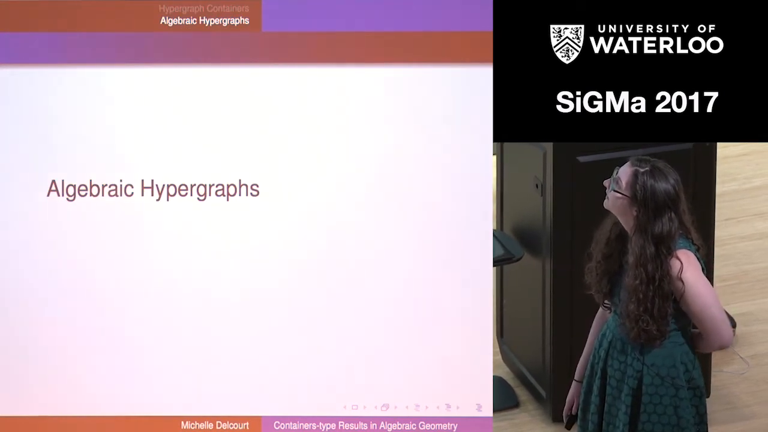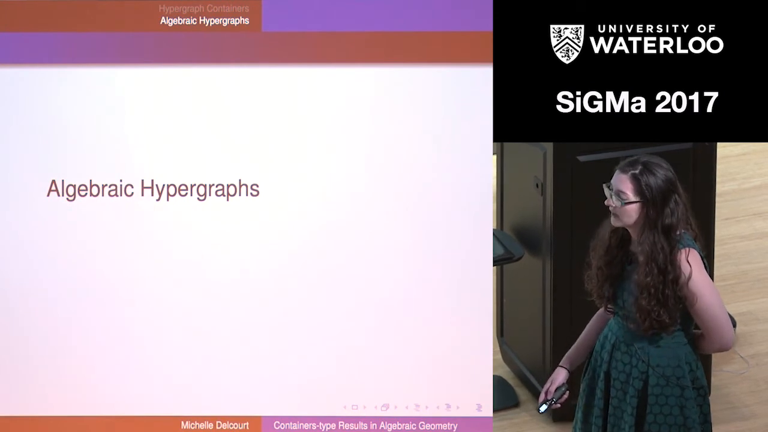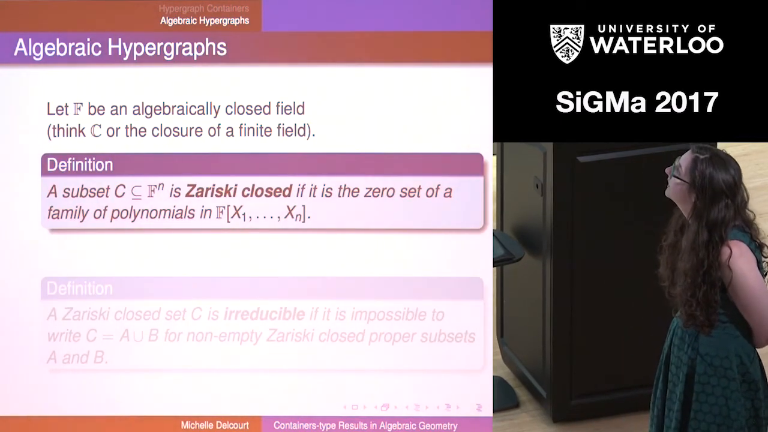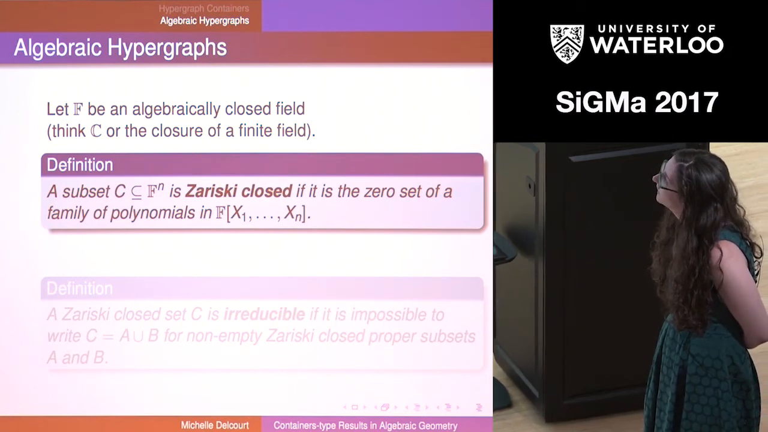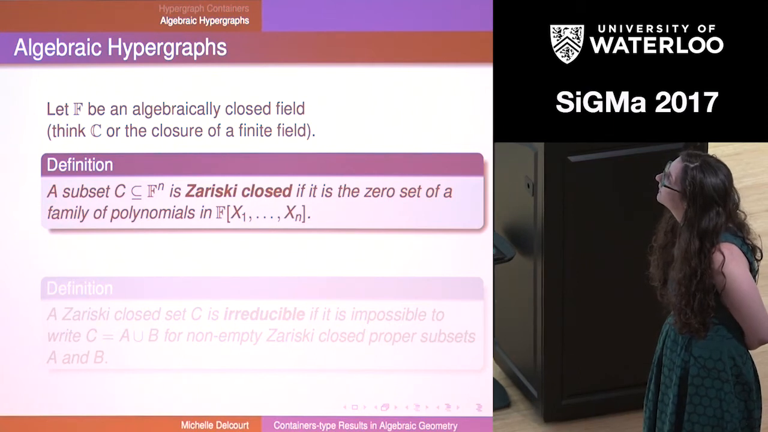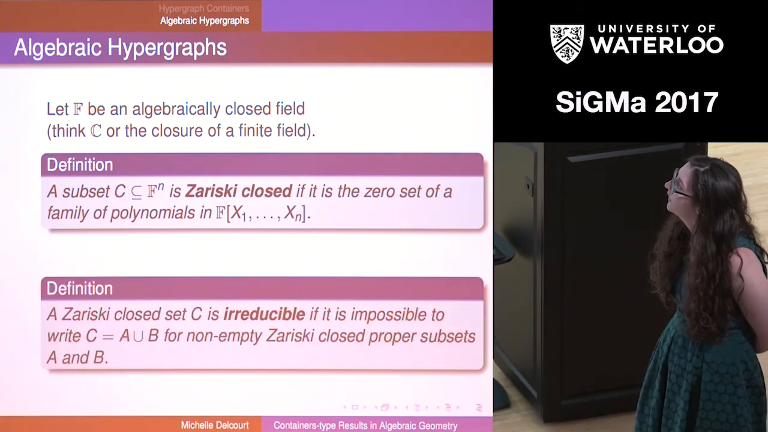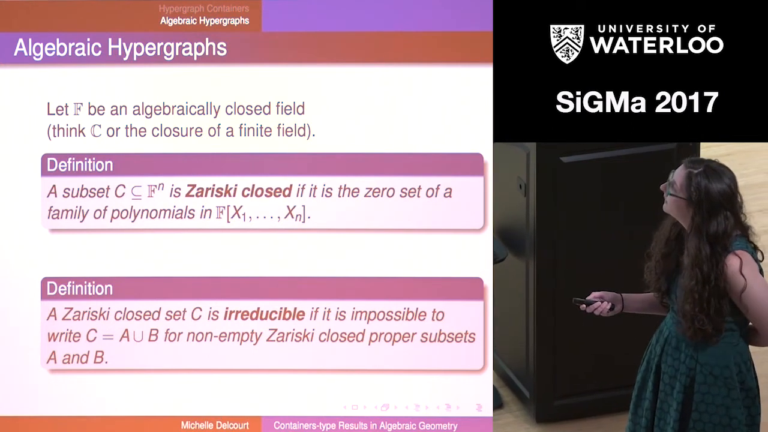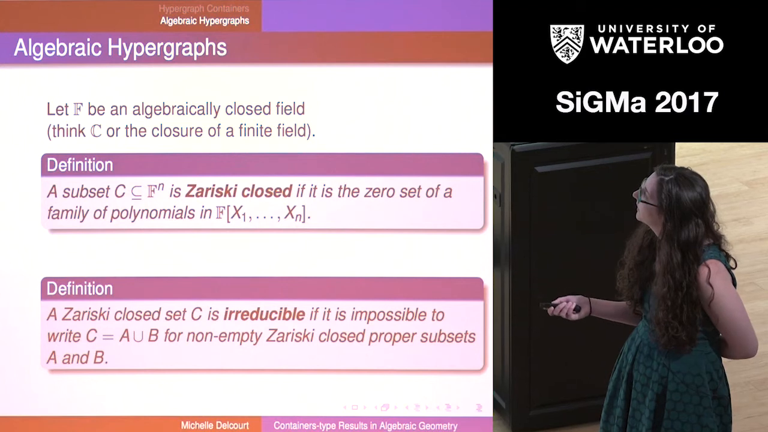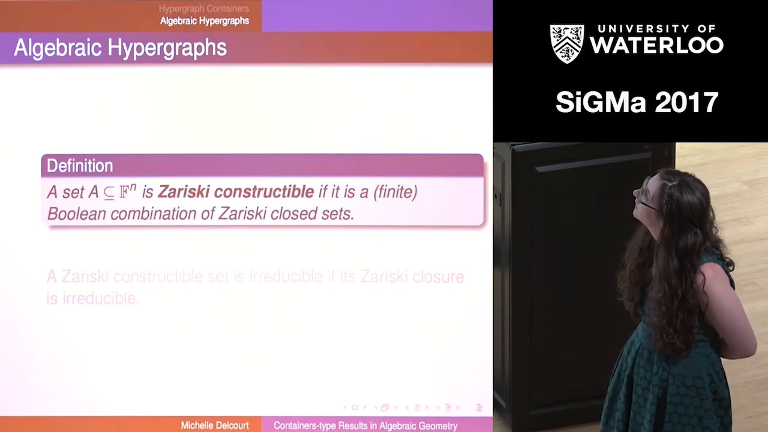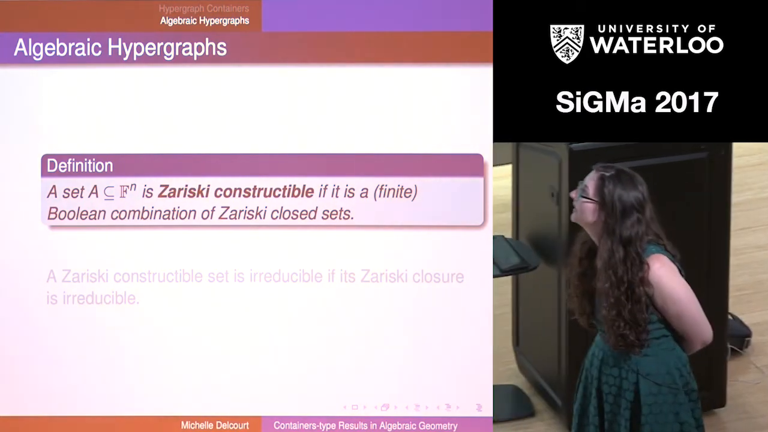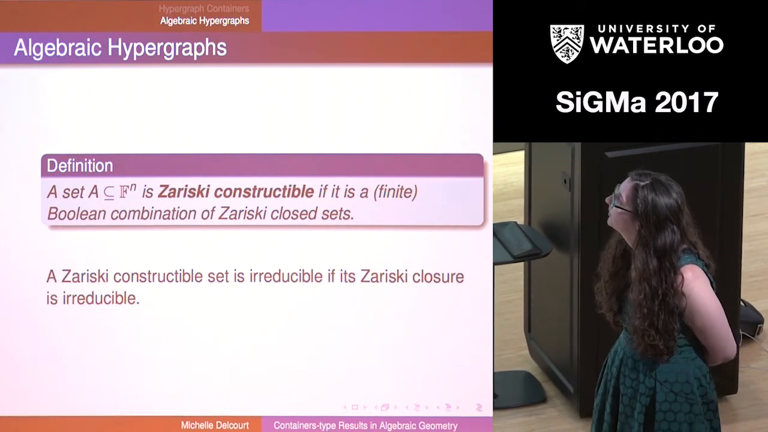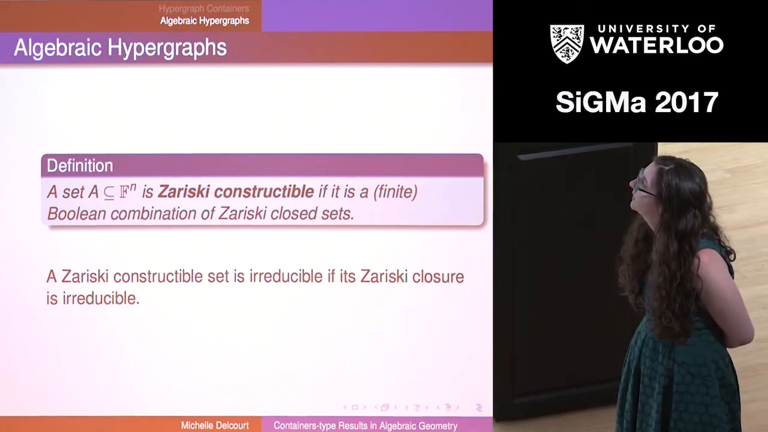So I'd like to say a couple of things about the algebraic geometric setting. So if F is an algebraically closed field, then we say that a subset of F^n is Zariski closed if it's the zero set of a family of polynomials. Furthermore, we're going to say that our Zariski closed set is irreducible if we can't split it apart, if we can't write it as the union of two non-empty proper Zariski closed subsets. And if it is actually a finite Boolean combination of these closed sets, we're going to call this constructible. So just a remark, a set is irreducible if its closure is irreducible.